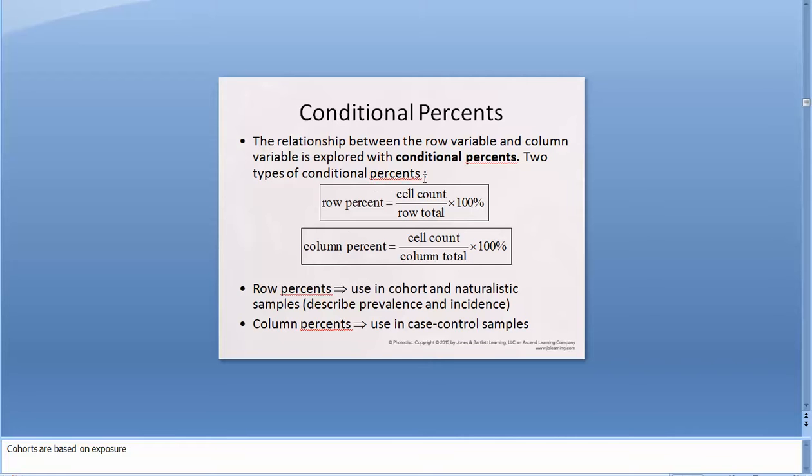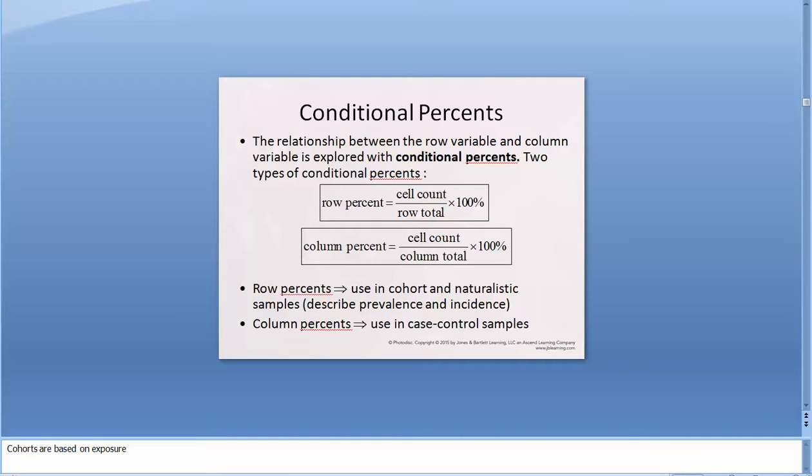Now these are stuff that are important when you do the statistics. Now there's something called a row percent. Row percents are used in cohort and naturalistic samples, and it describes the prevalence. Remember, prevalence means the proportion that a disease occurs. So row percents are used for that.